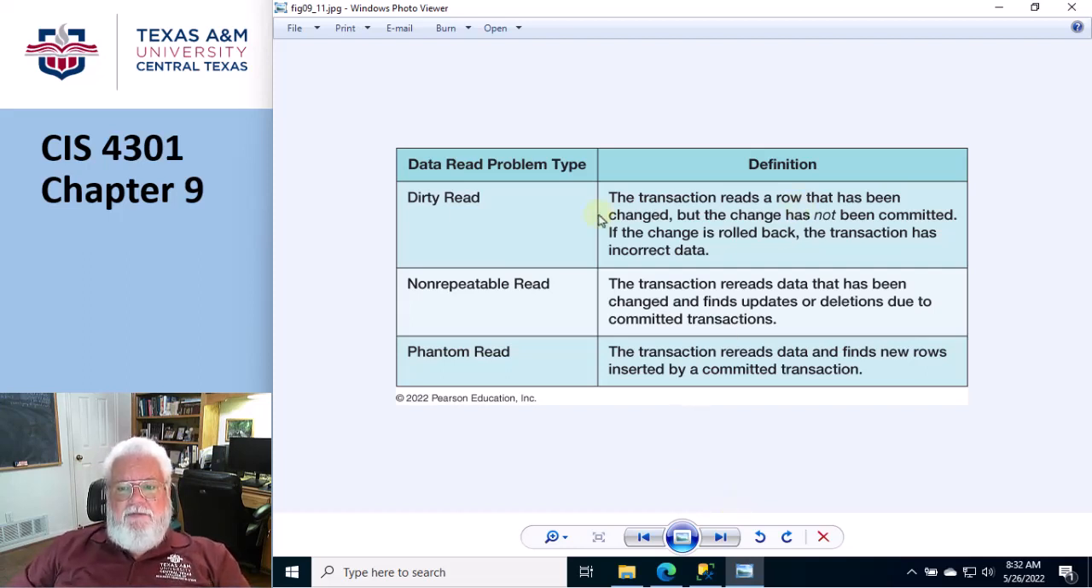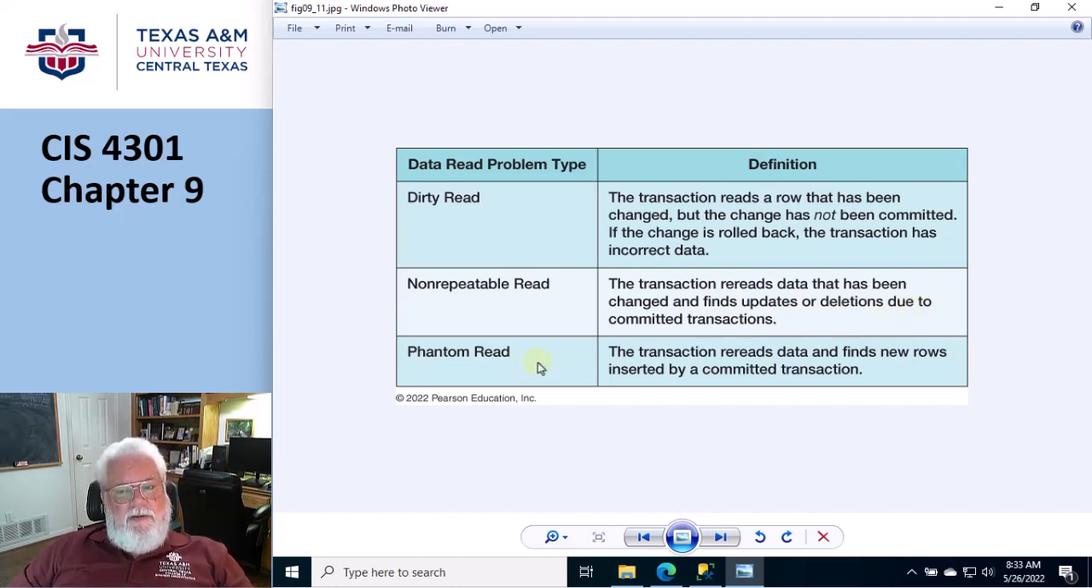Transaction reads a row that has not changed, but the changes have not yet been committed. So if the change was rolled back, well, then you got the wrong data. So, that's bad. Repeatable read, which means, let's say for some reason you have to read a table and then in whatever process you're doing, you have to read it a second time, and you don't want anything to change in between. The transaction rereads the data that it has just changed and finds things that have happened. Oh my goodness, that's a non-repeatable read.